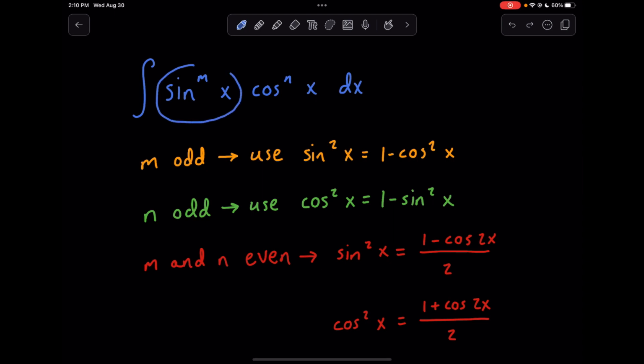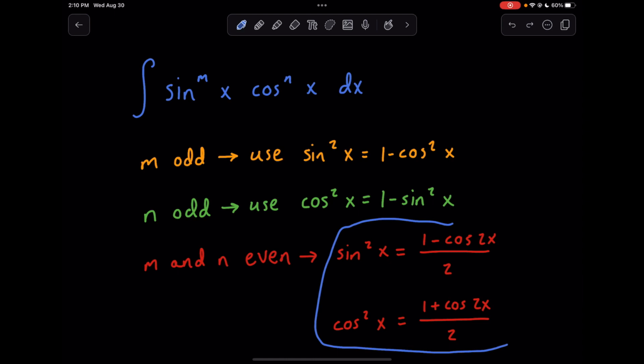If sine's power is odd, then you can use the trig identity sine squared equals 1 minus cosine squared. When cosine's power is odd, you can use cosine squared equals 1 minus sine squared. If they're both odd, you can choose which way you want to do it. It won't matter. And if both powers are even, then you're going to have to use the power reduction identities.